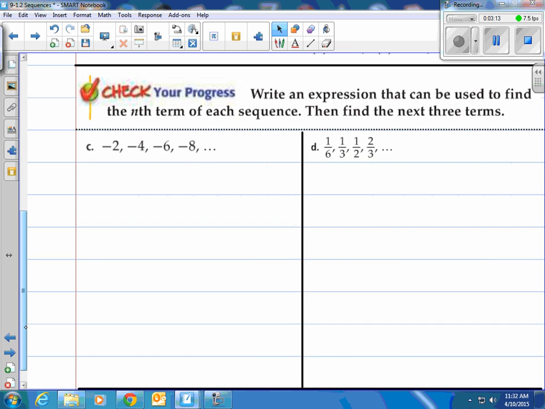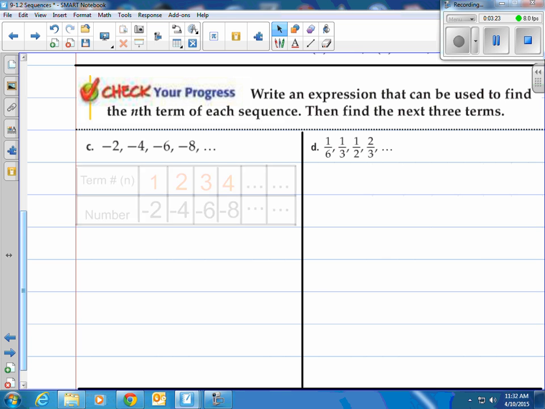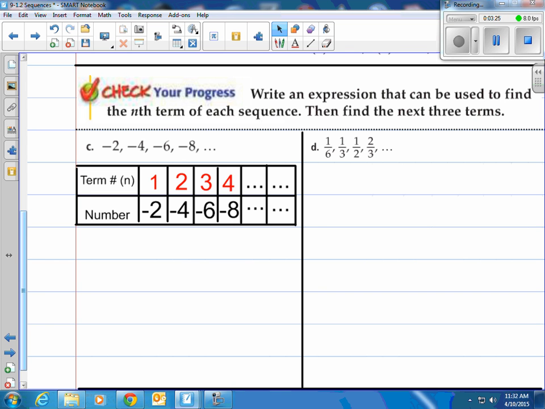All right, how about you give it a shot here? Pause the video, try these, come on back, see how I did. Write an expression that can be used to find the nth term of each sequence. Then find the next 3 terms. All right, C. I've actually made it a table for you. So the first term is -2, second is -4, the third term is -6, 4th is -8, and so on and so forth. So hopefully you can see that the common difference is -2. It actually is going down by 2.